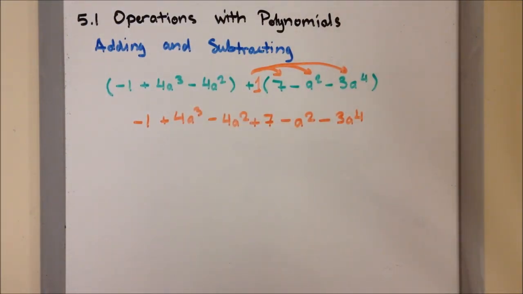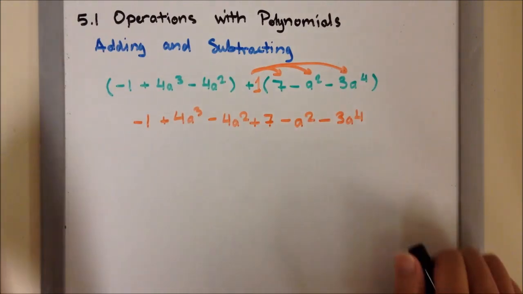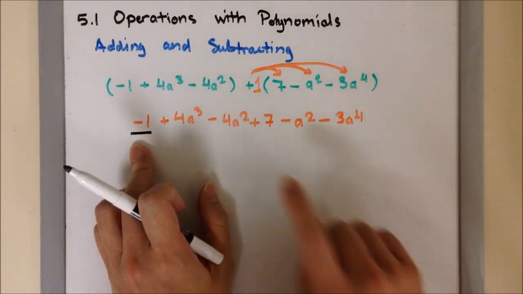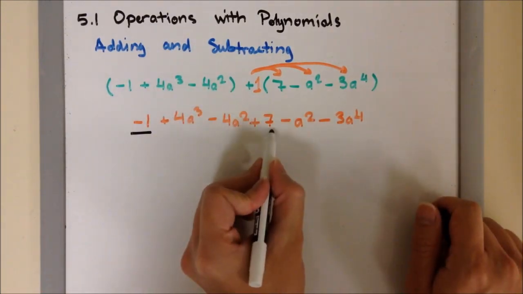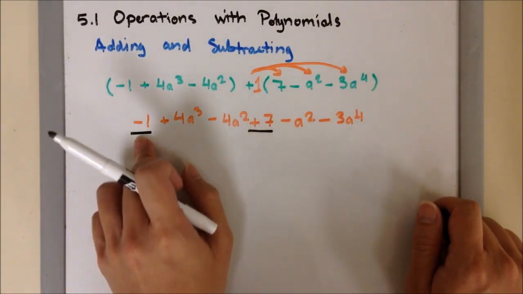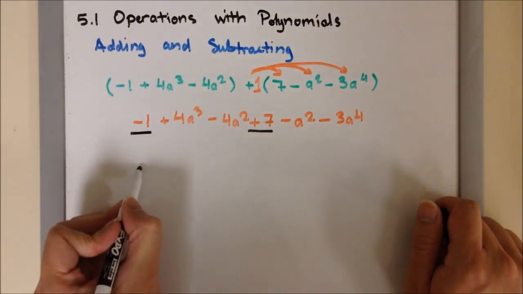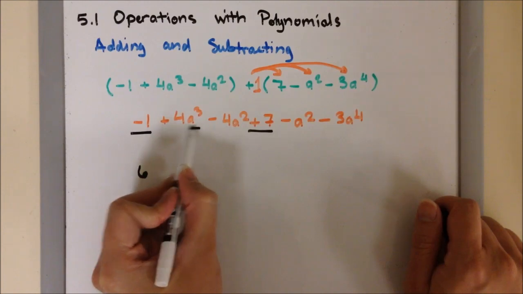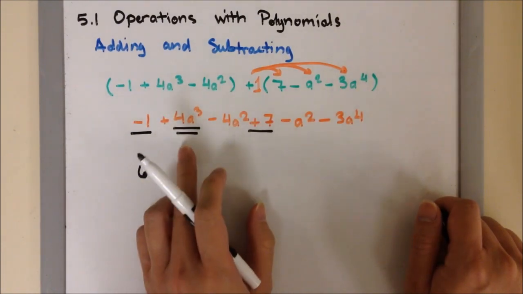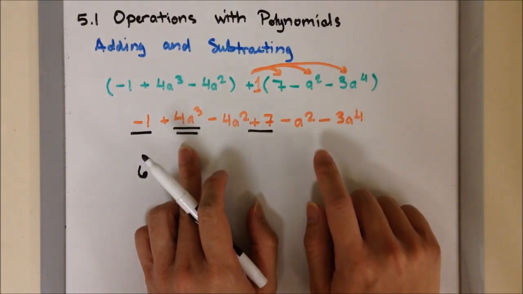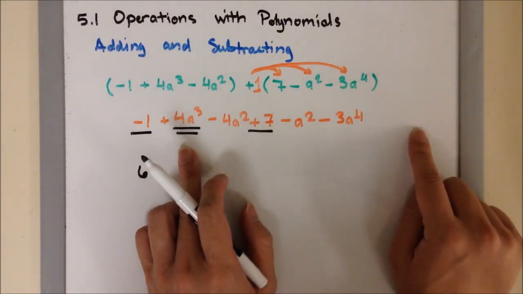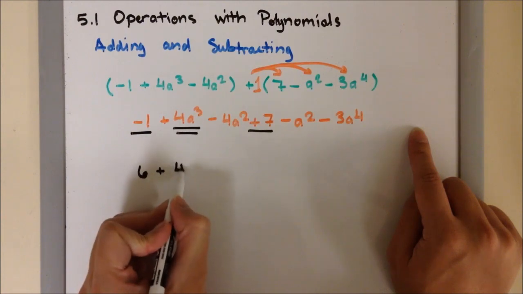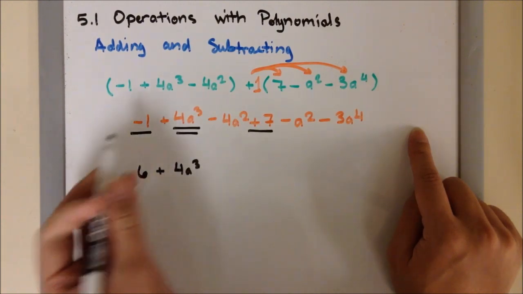Alright, so I'm going to combine like terms. I'm going to start off with this one here, which is a number. So I'm looking, and then we have another number right here. So negative 1 plus 7, that's going to be a positive 6. Alright, my next one will be the a to the 3rd. So I have to look for where there's another a to the 3rd, which I don't see any, so I'm just going to bring it down. Plus 4a to the 3rd.